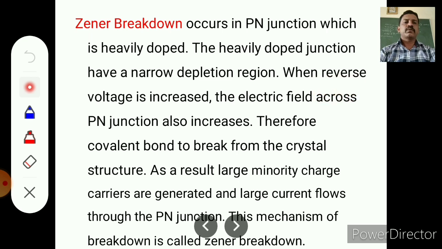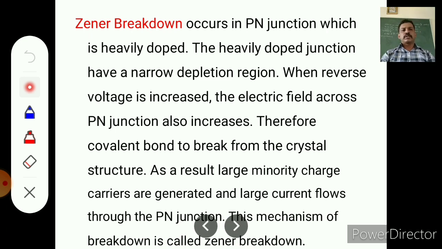When reverse voltage is increased, the electric field across the PN junction also increases. Therefore, covalent bonds break from the crystal structure. As a result, large numbers of minority charge carriers are generated and a large current flows through the PN junction. This breakdown mechanism is called Zener breakdown.